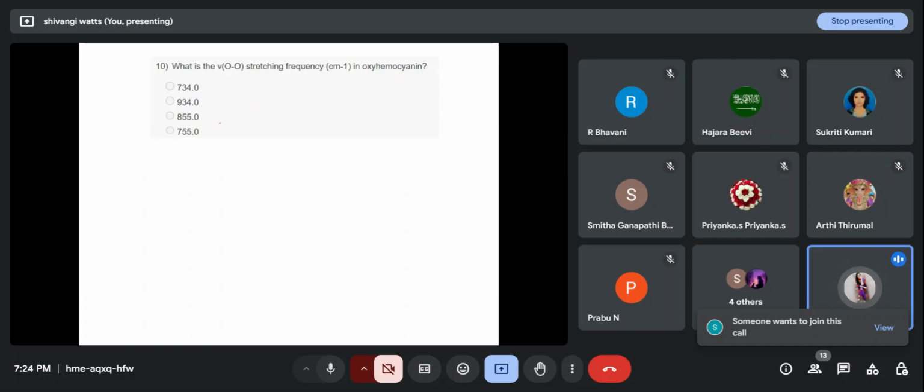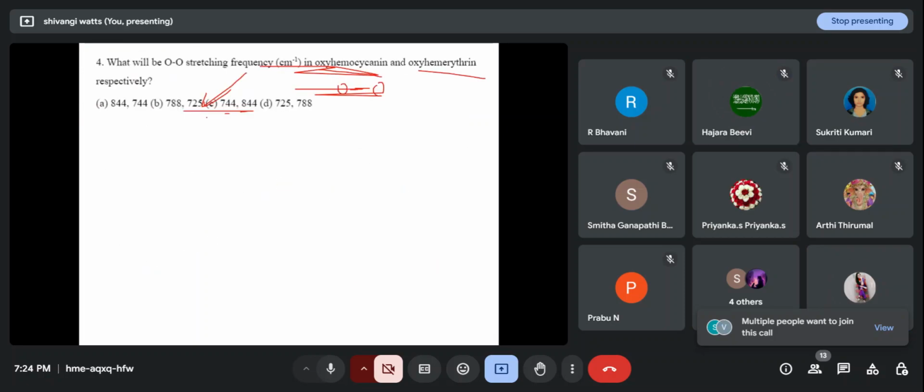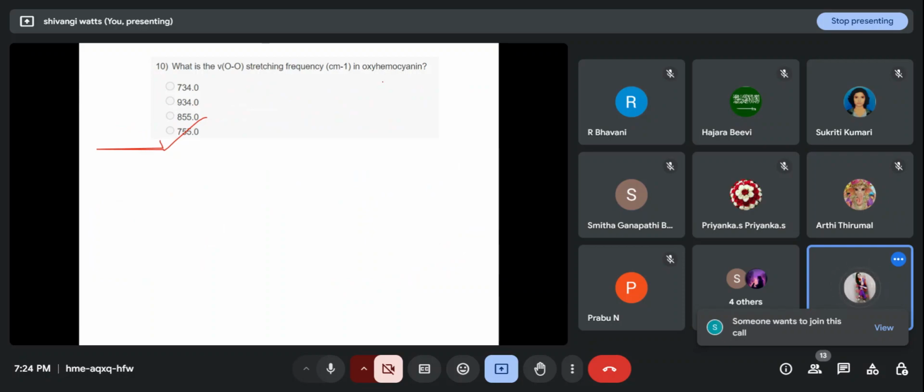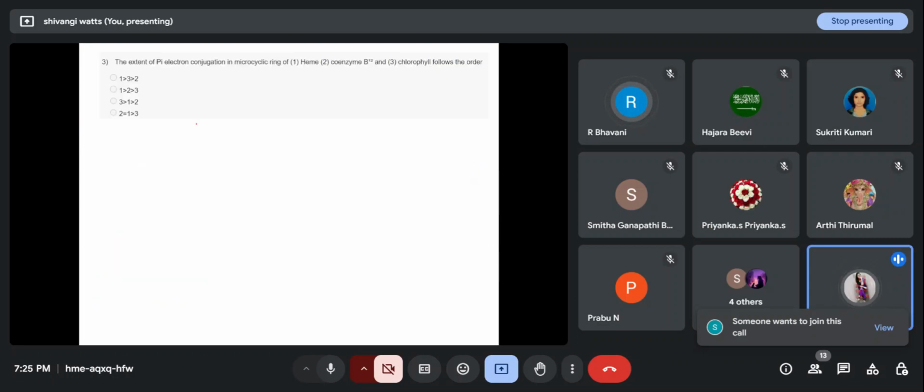This I already told. What is the stretching frequency of the O-O bond in oxyhemocyanin? 744 actually, but the 744 option is not there, then 755. Yes, 755. Okay, so this was the assignment.